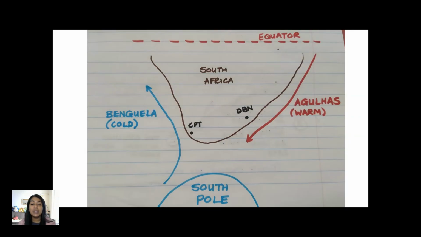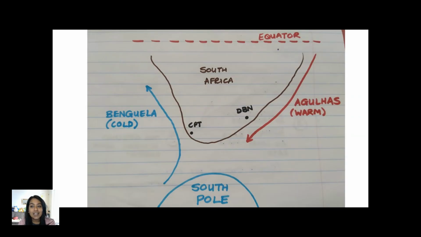Lucky for us, we only have to care about two if you are in South Africa. And those two currents are the Agulhas and the Benguela. The Agulhas current is a warm ocean current, whereas the Benguela current is a cold ocean current. But the question is, why? Why is one warm and one cold? And it really has to do with where it comes from.